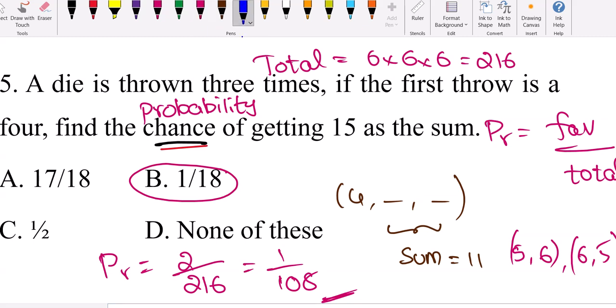1 divided by 108. Many people leave the question when 3 dice are thrown. Whether 2 dice or 3 dice, please read the question and give it a try. Why are you leaving it? It's not typical. See, this is a very easy question. 1 upon 108. We're taking 4, 5, 6 and 4, 6, 5 both. 5 and 6, 6 and 5 both are considered.